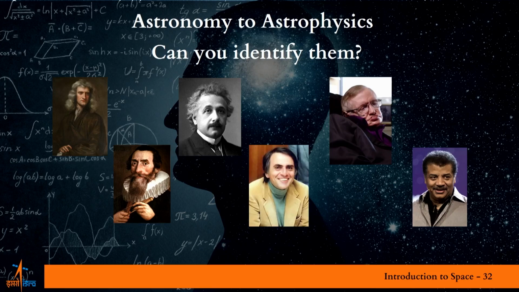Sir Isaac Newton, Johannes Kepler, Professor Albert Einstein, Dr. Carl Sagan, Professor Stephen Hawking, Professor Neil deGrasse Tyson. Kepler helped formulate the laws of planetary motion. Einstein theorized relativity and formulated the most popular equation in science, E equals mc squared.